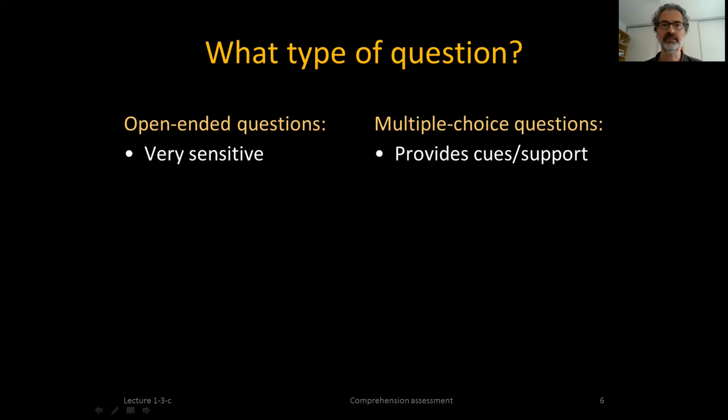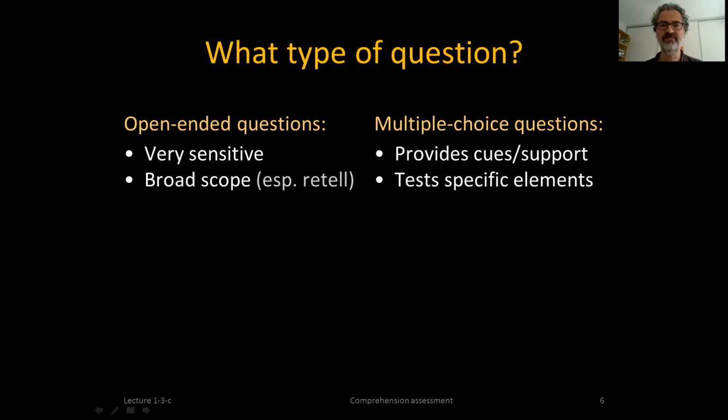In contrast, multiple choice questions provide some support by the cues that they provide in the options. And this is why it is very important to construct the options appropriately. So one can read the different options and in this way remind themselves of the content or the meaning of the passage and decide whether each option is a good match or not.